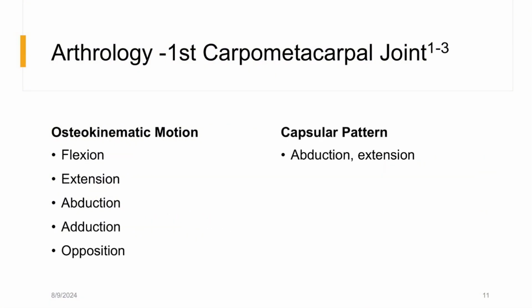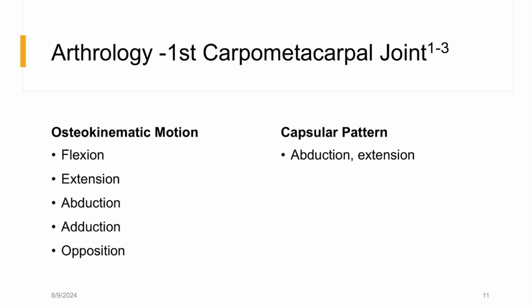The osteokinematic motions for the carpometacarpal joint are flexion, extension, abduction, adduction, and opposition. The capsular pattern is abduction followed by extension. So there's going to be a greater limitation of abduction followed by extension if someone has joint pathology at the carpometacarpal joint. All right. So when we go back and talk about flexion, extension, abduction, adduction, and opposition, make sure that you know how to make those motions. All right. Make sure that you know those.